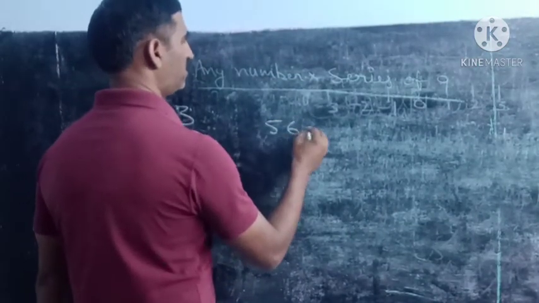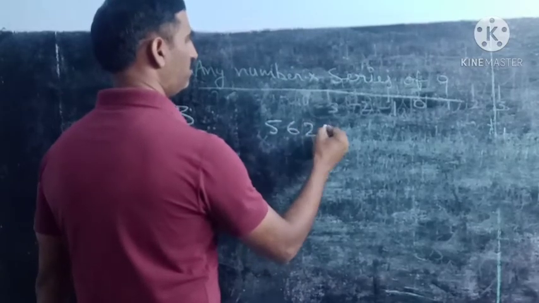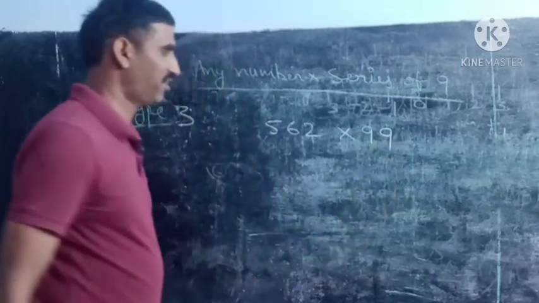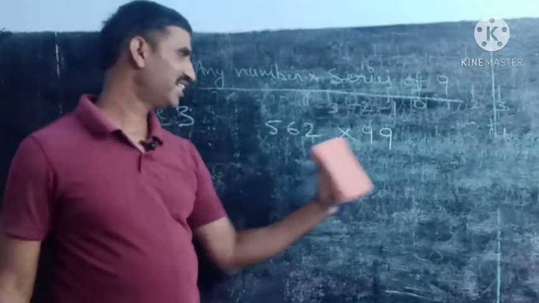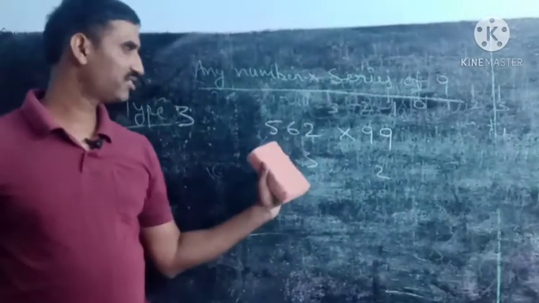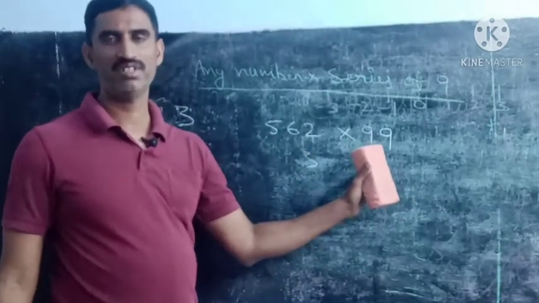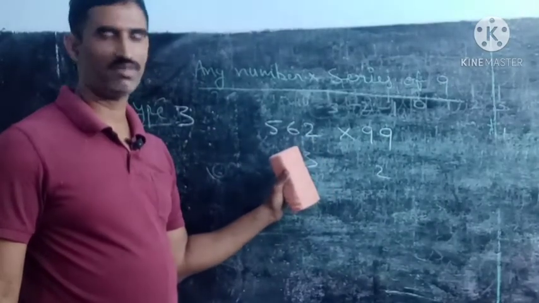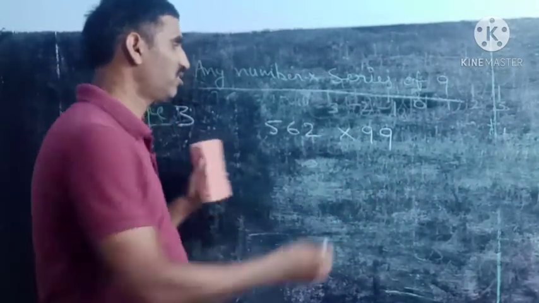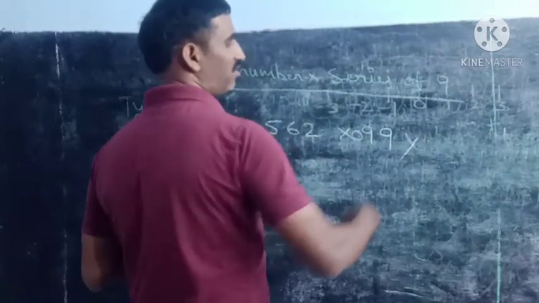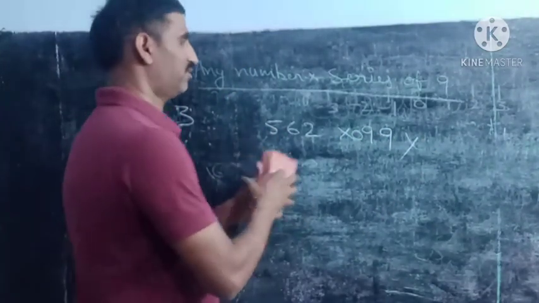562 into double 9. Here the number of digits is 3, here the number of digits is 2. So there are no equal digits, so we cannot do this. The first type, type 1, is not possible. Here, where there are 3 digits, you keep 0, or it is wrong. You cannot do it like this.